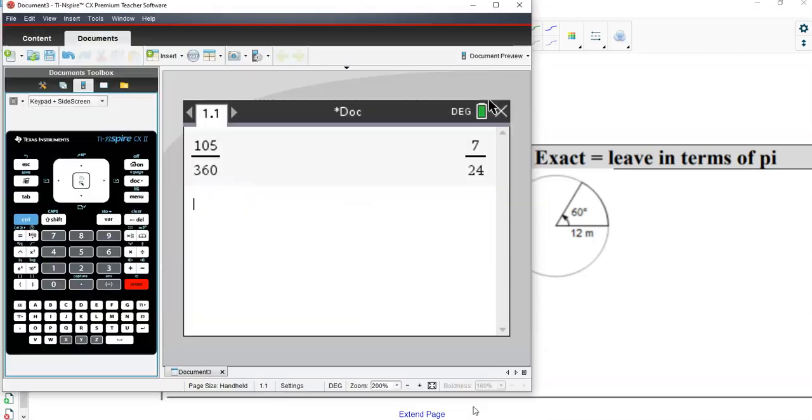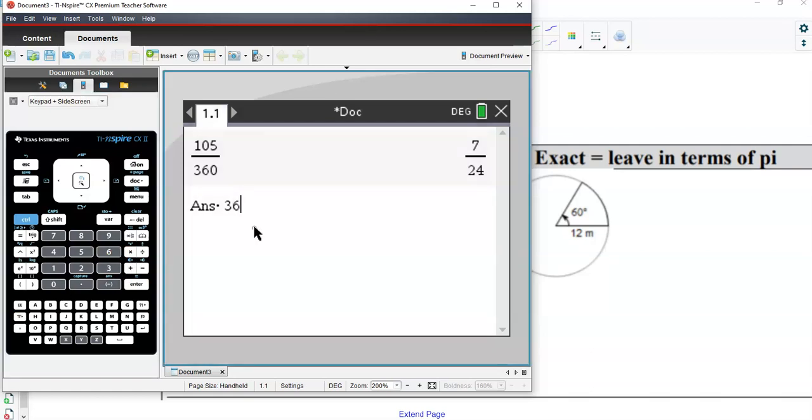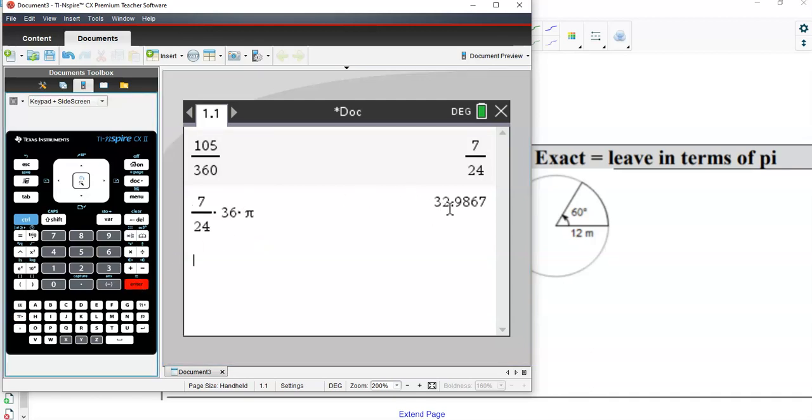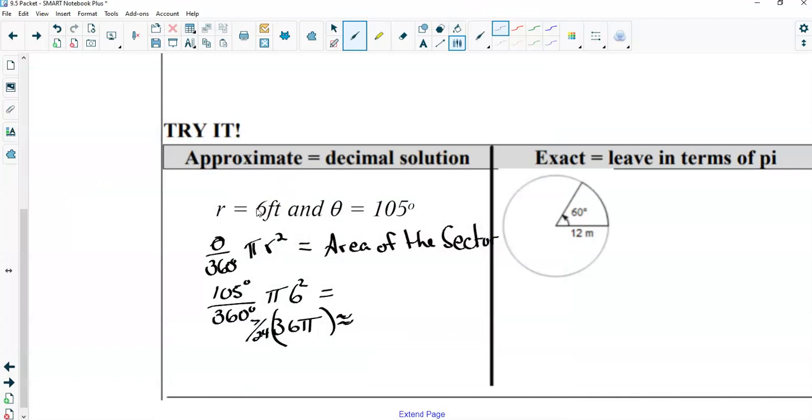So here we go, that times 36 pi. Use the pi button right over here. And that gives me a total of about 32.99, and that would be in square feet. So 32.99 square feet. That's my approximate area. Okay, that's an approximate area.